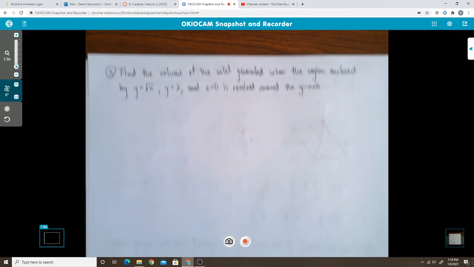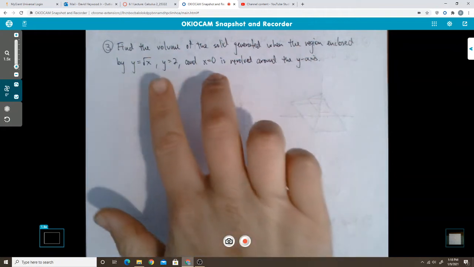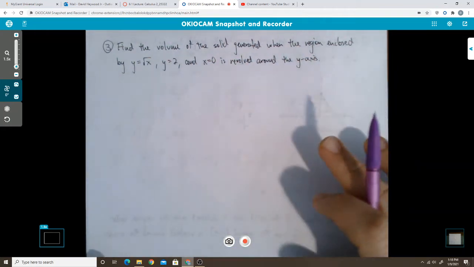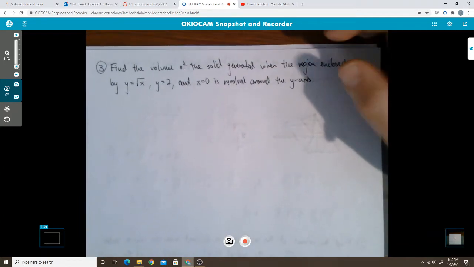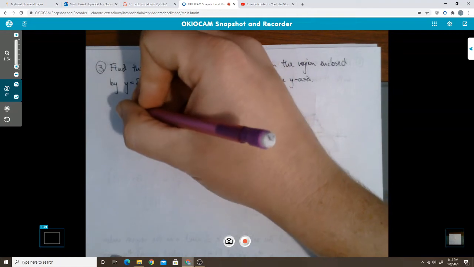Okay, so this one says find the volume of the solid generated when the region enclosed by y equals square root of x, y equals 2, and x equals 0 is revolved around the y-axis. Okay, so same function, square root of x, but this time we're revolving it around the y-axis, and we have some other kind of boundaries, I guess. So again, I'm going to start off by drawing a picture of the region in question, and then I'll try to figure out what it looks like when I revolve it.